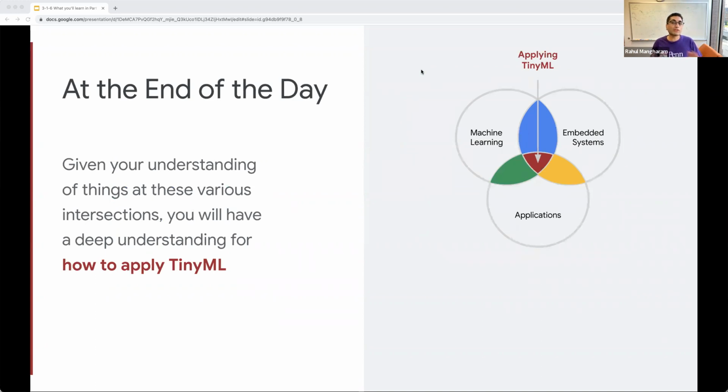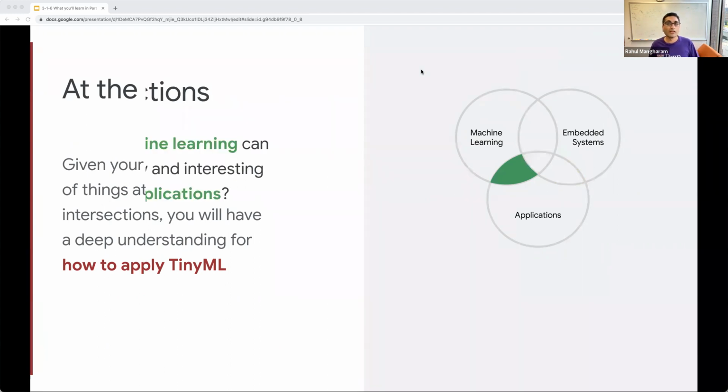At the end of the day, my goal is really quite simple. I want to help you understand how to apply TinyML, how to actually make it useful and develop something useful. What does that mean? That means that you have to understand the intersections between the application space that you're focusing on, what the machine learning models need to look like, and how you build that machine learning model in the context of the embedded system. I touched on this in part 1, but a quick recap.